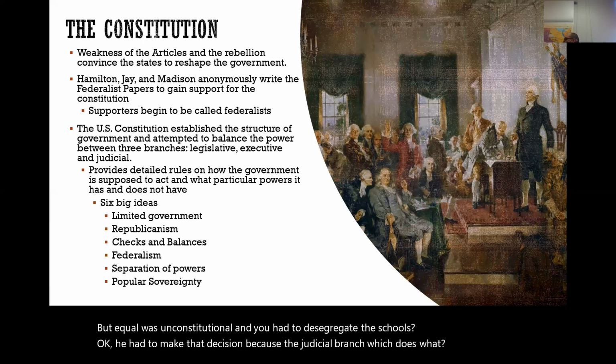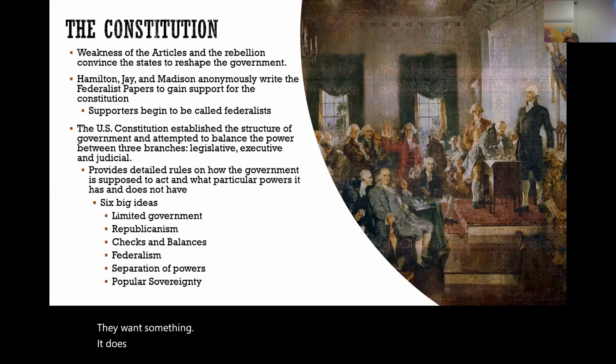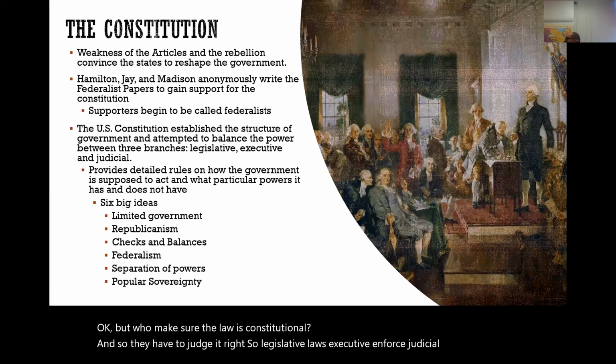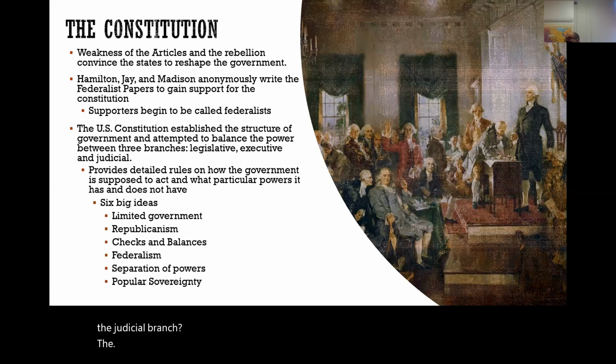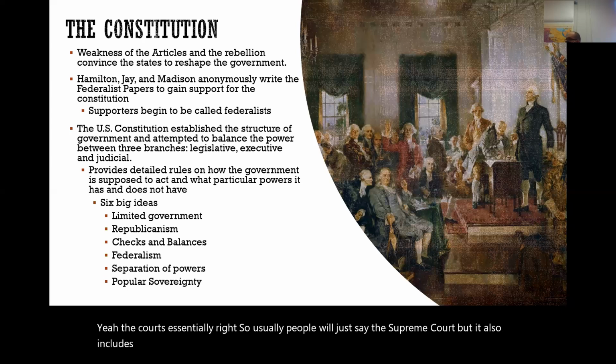So the president will sign it and turn it into a law. But who makes sure the law is constitutional? They have to judge it, right? So legislative makes laws, executive enforces, judicial judges. Who is the judicial branch? The courts, essentially. Usually people will just say the Supreme Court, but it also includes all the federal courts under that.